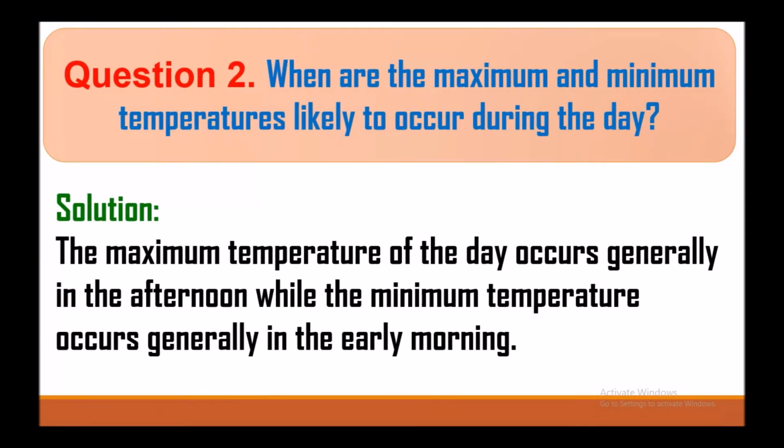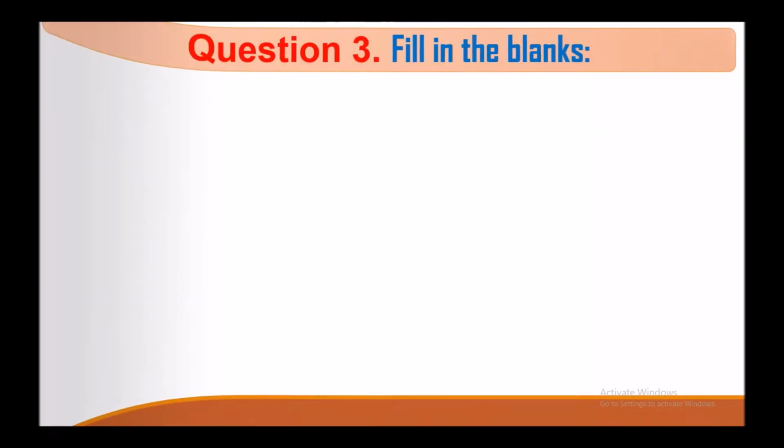Question 2. When are the maximum and minimum temperatures likely to occur during the day? The answer is, the maximum temperature of the day occurs generally in the afternoon, while the minimum temperature occurs generally in the early morning. So at noon time there is the hottest temperature, and in the early morning the temperature is minimum.